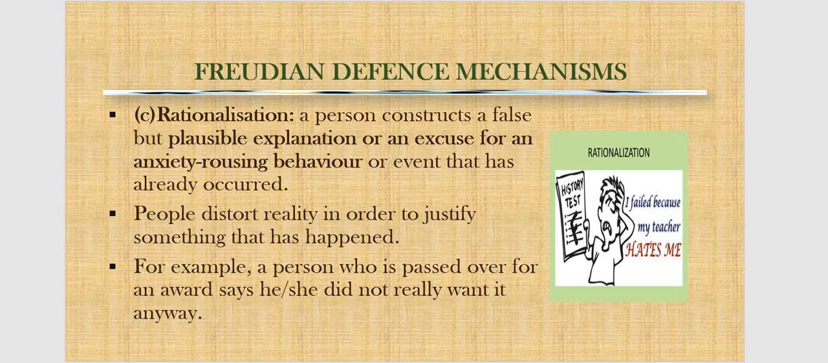And so, for example, a person who is passed over for an award says he or she did not really want it anyway. Do you get it? Or let's say it is awards night, and someone did not get the award, although he or she was nominated. What the person will say when it comes to rationalization is that I didn't like the award. If I had liked it, I would probably work towards it. Meanwhile, maybe he did, but he did not get it. So he's just trying to find excuses for that. Do you get it? And so that is rationalization, trying to find excuses for your behavior.